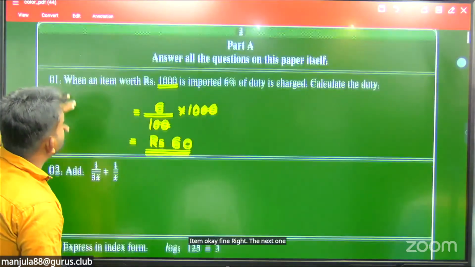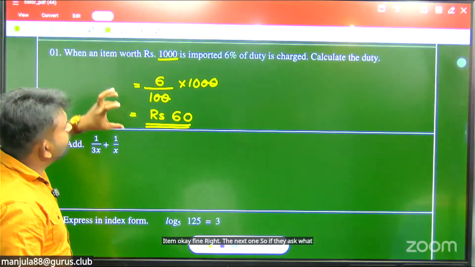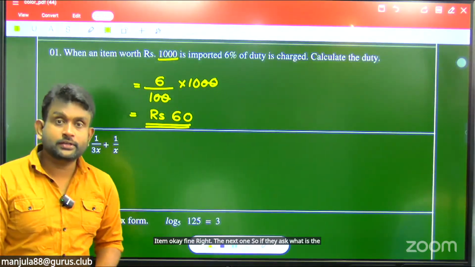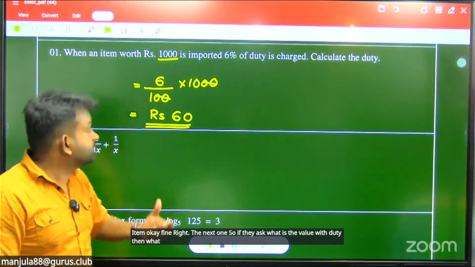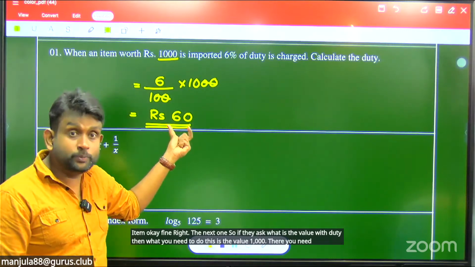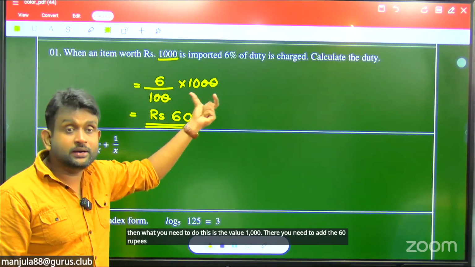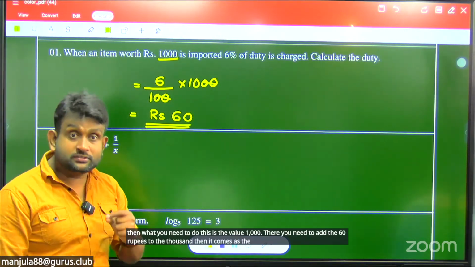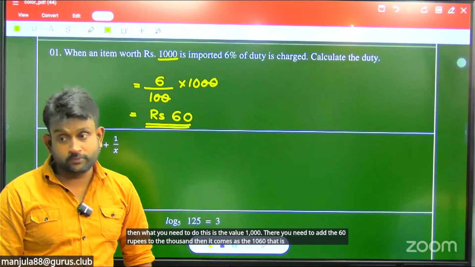The next one. If they ask what is the value with duty, what you need to do? This is the value 1000. There you need to add the 60 rupees to the 1000. Then it comes as 1060. That is the price with duty.